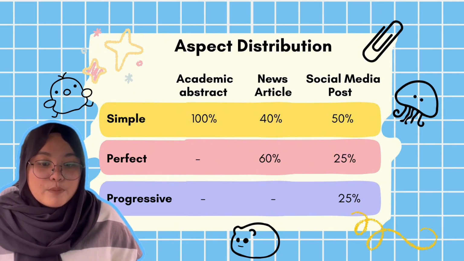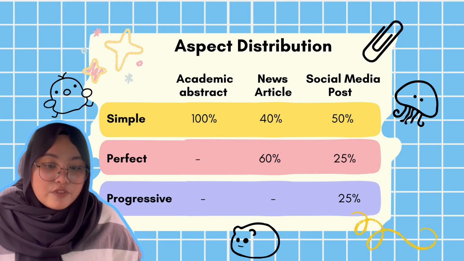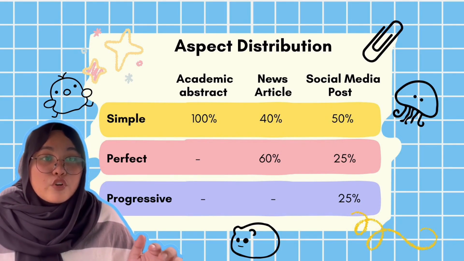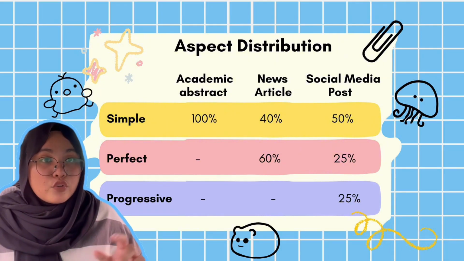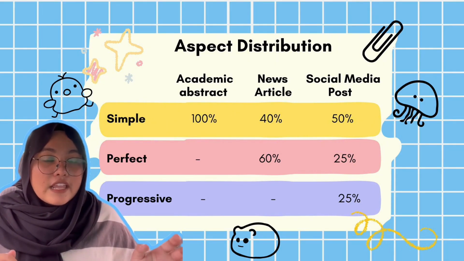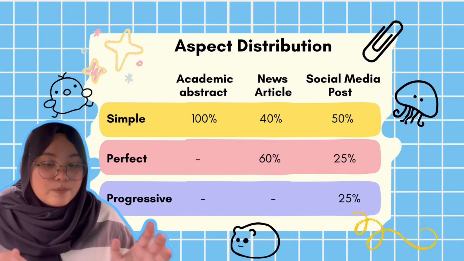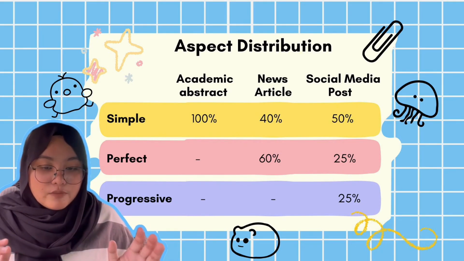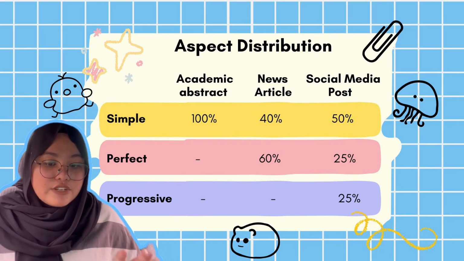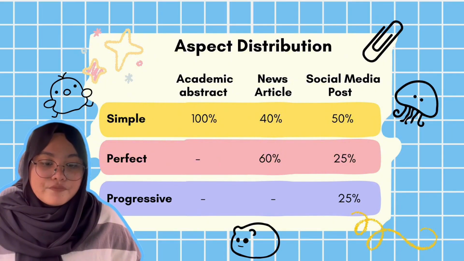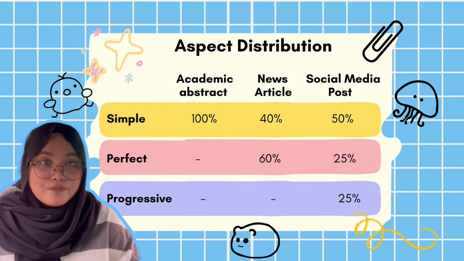And the social media posts display the greatest variety of aspectual forms. The progressive aspect, 25%, highlights ongoing relief efforts, while the perfect aspect, 25%, emphasizes recently completed actions. These variations improve accessibility and help readers quickly understand what is happening now.